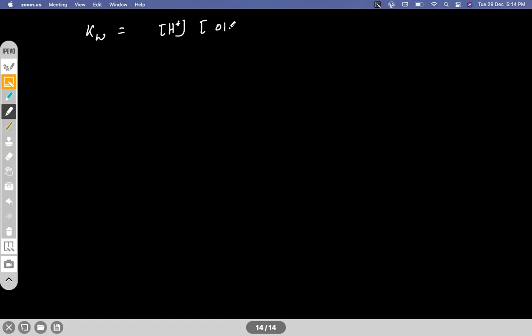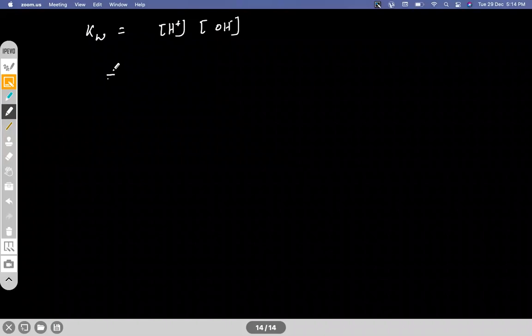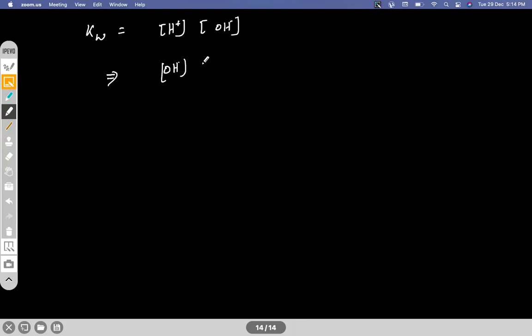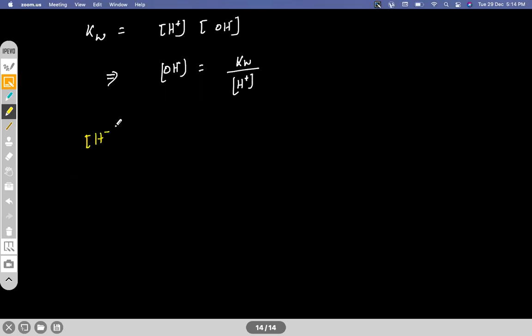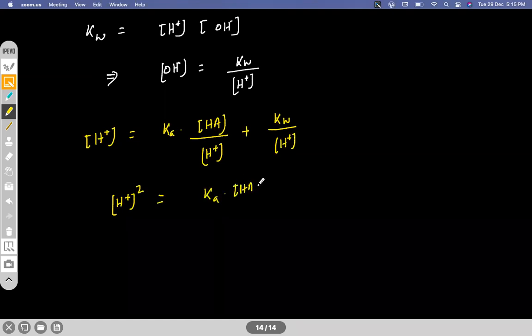For that, we have the expression of Kw. Kw equals concentration of H+ times OH-. So concentration of OH- would be Kw by H+ concentration. So we have OH-, we have A-. Now we substitute these two in the charge balance equation. We get H plus concentration equals A minus, which is Ka into HA divided by H plus, plus OH minus, which is Kw by H plus. So H plus concentration squared equals Ka into HA plus Kw.